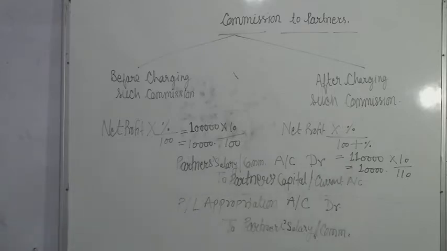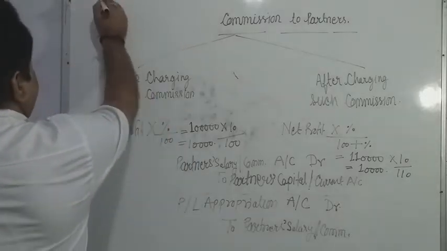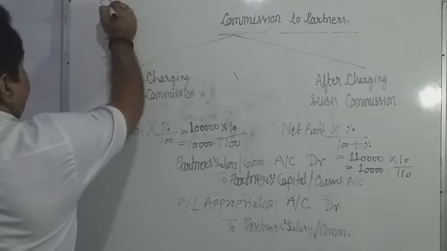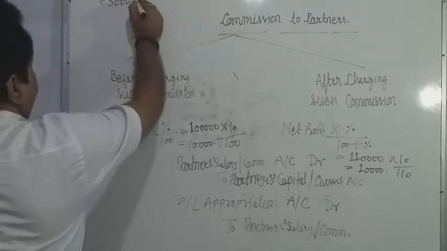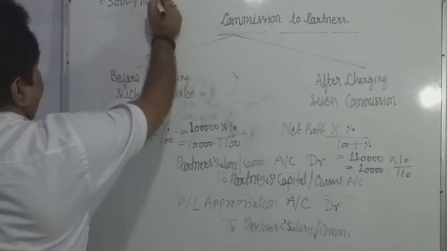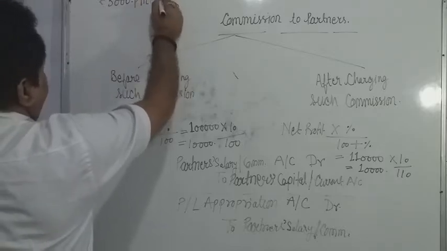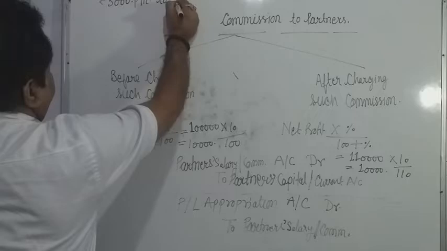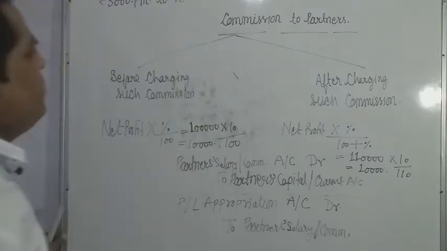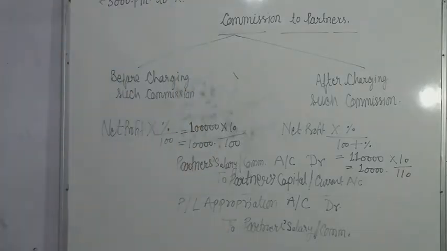In the same way, if you are giving salary to partners, the question will state how you are allowing salary. Suppose you are giving salary to the partners per month, so the amount will be given in the question, that is rupees 5,000 per month to X. Suppose we are giving salary of 5,000 per month to X.